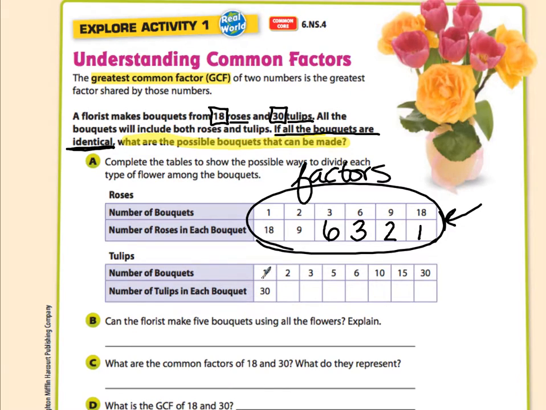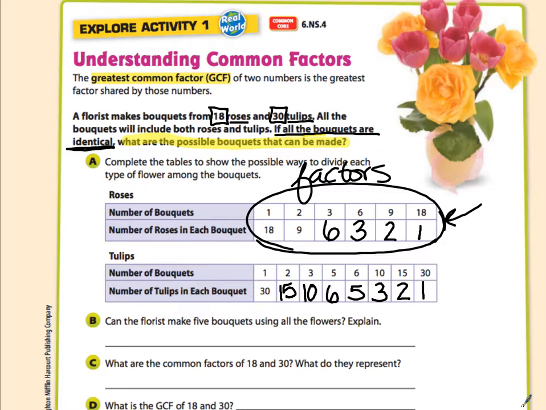Well, if I make 1 bouquet, I have to put all 30 tulips in it. If I make 2 bouquets, I can divide that evenly and put 15 in each. If I make 3 bouquets, I can put 10 in each. If I make 5 bouquets, then I can put 6 in each. And then if I make 6 bouquets, I can put 5 tulips in each. If I make 10 bouquets, I have to put 3 tulips in each. With 15, I would put 2. And with 30, I would put 1.